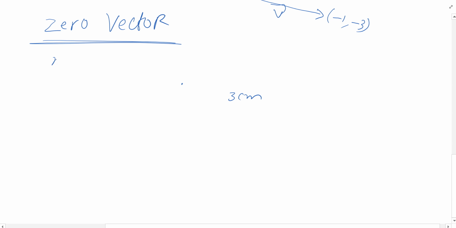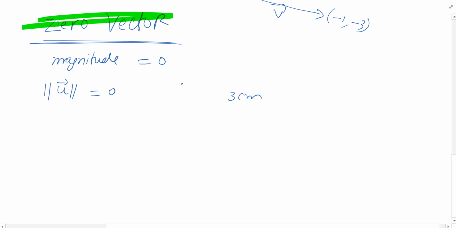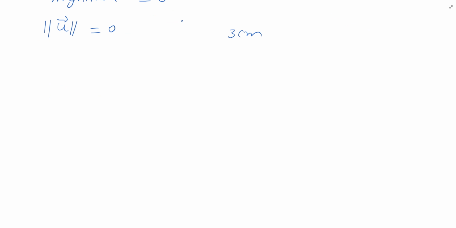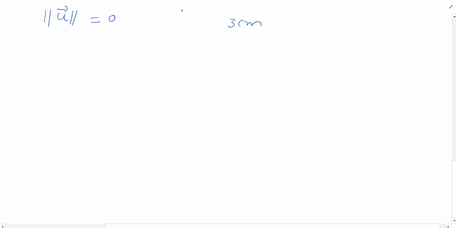So for zero vectors, the magnitude is zero. And for the magnitude, we use those bars on both sides. So magnitude is zero for the zero vector. Okay. And now the next thing is unit vectors. So zero vector was that. Now unit vector. Now what is the meaning of unit? The literal meaning of unit is like one, right? Singularity, or one, identity.